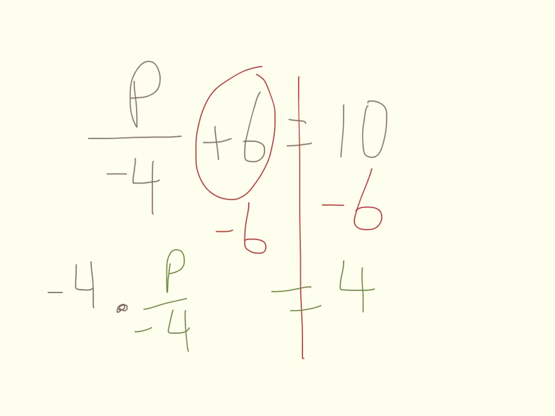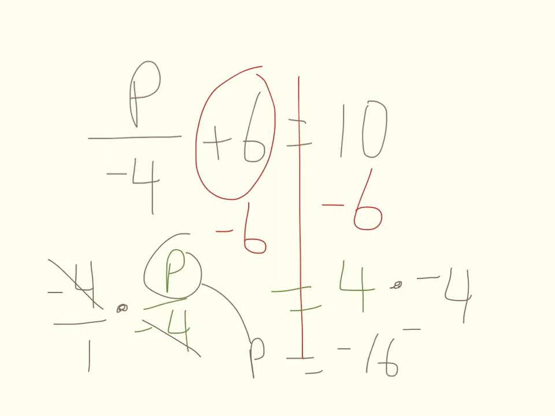And again, negative 4 can be written as a fraction like this. That means that these would cancel each other out. I need to do the same thing over here because if I did it to one side, I need to do the other. That leaves me with just p equals 4 times negative 4 is negative 16.